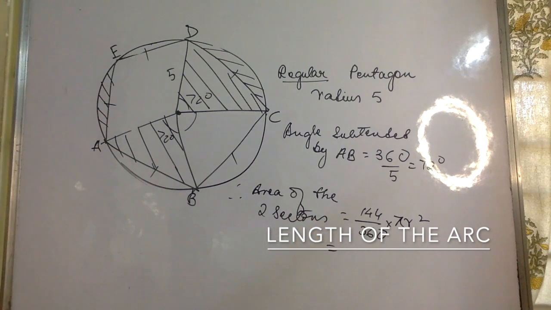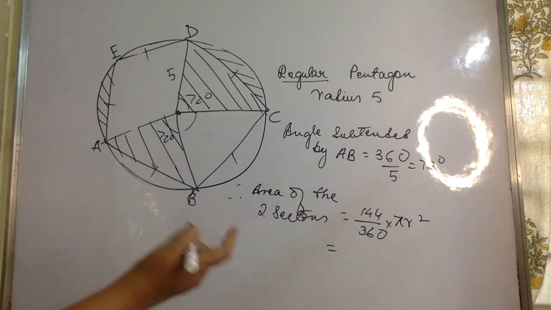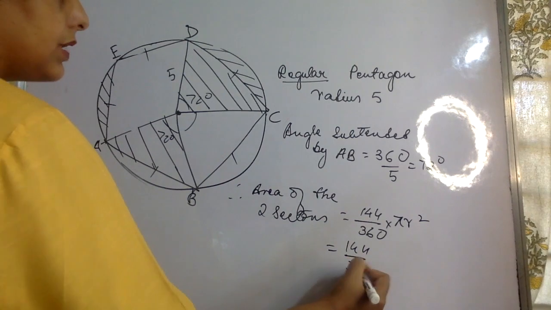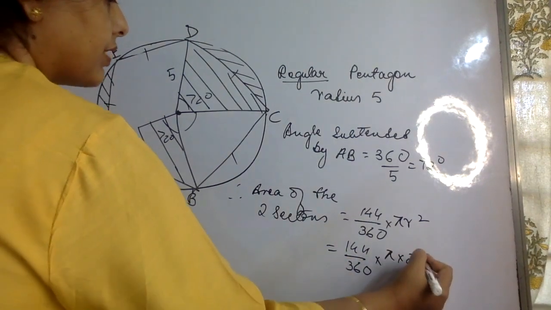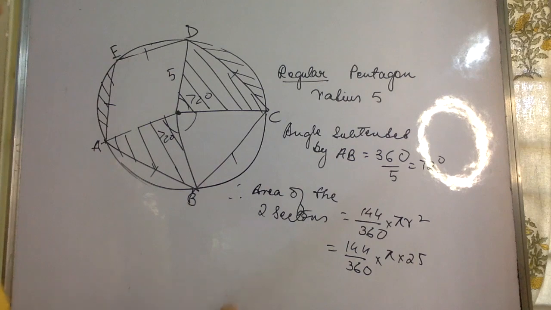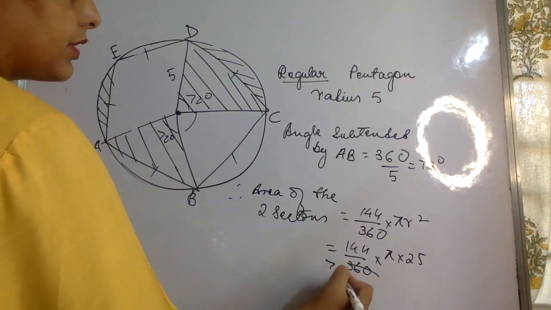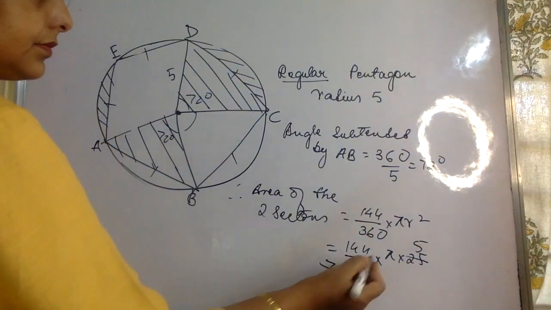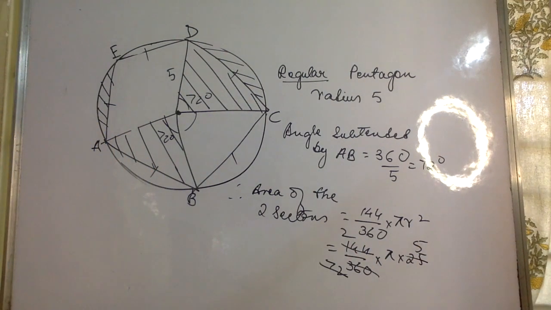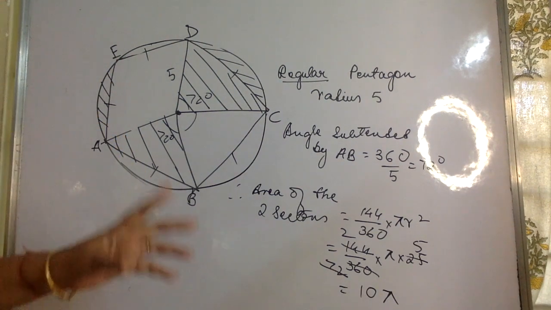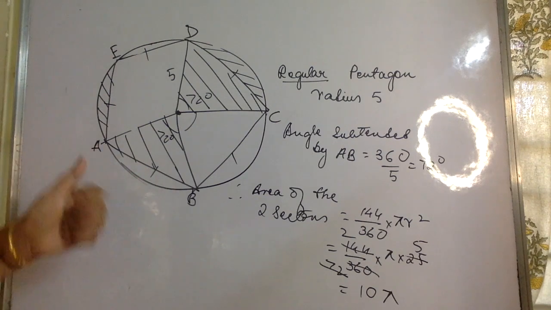Anyways, now we are going to solve this. We can even do it in terms of pi itself. So here, 144 by 360 into pi into 25, because the radius is 5. If I cancel with a 5, I get 72. So that gives me 10 pi. That is my answer, the area of the shaded region. So in a very simple method we have solved this.